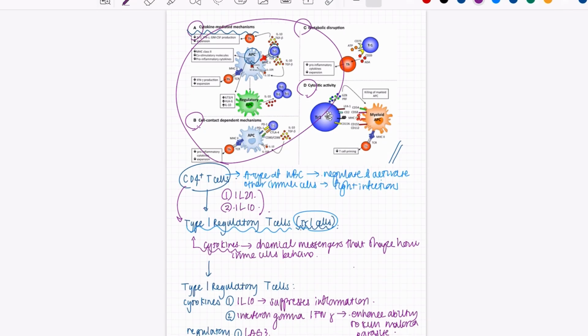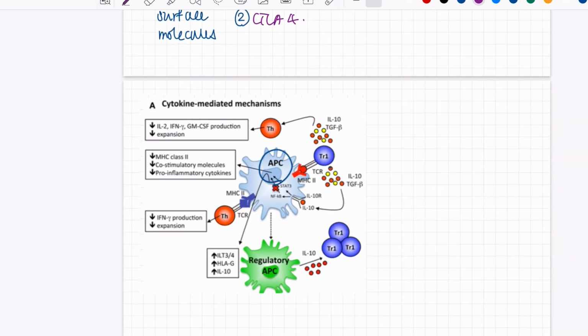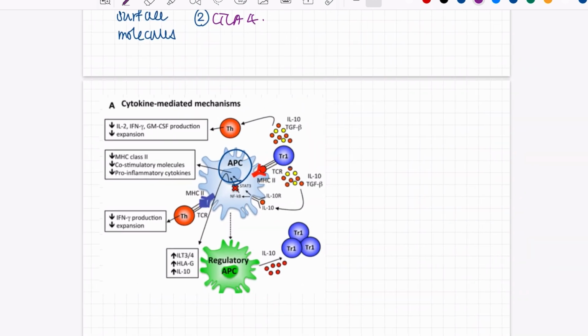Hi everyone, in our previous video we looked into type 1 regulatory T-cell mediated immune regulation in malaria, and I think we got up to the point where we looked into the 4 major mechanisms employed by type 1 regulatory T-cells to control immune response, and they were mechanisms that were illustrated in these panels right here, panels A to D. In this video we're going to focus on the mechanism outlined in panel A specifically, which is cytokine mediated mechanisms.